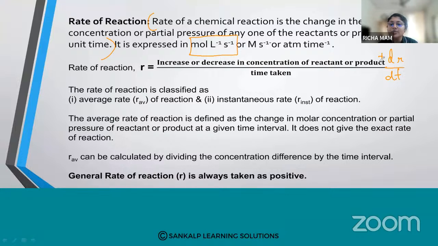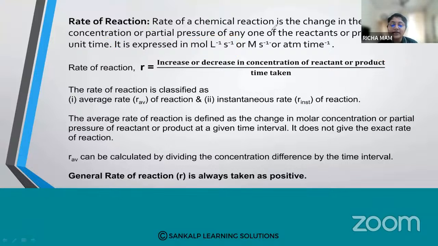So it can be plus or minus. If it is increase, it will be plus. If it is decrease, it will be minus. So it is dx by dt. It is given by plus or minus dx by dt. So this is about rate of reaction.